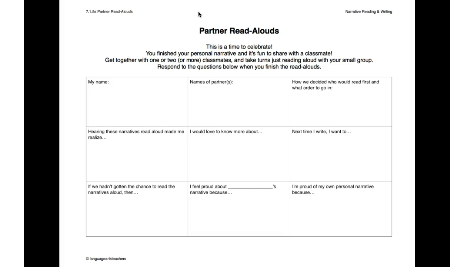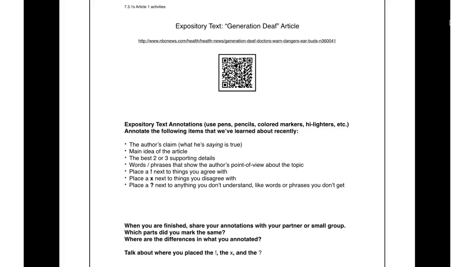Here's an example of one from my 7th grade unit, my narrative reading and writing unit. You can tell because up here in the upper right corner, you see where it says narrative reading and writing unit. This allows for partner read-alouds. It gives instructions for the students to follow, and it tells them exactly what they're looking for when they're reading each other's finished narrative essays. And so the types of activities I provide are creative, they are student-centered, and they're never repeated too closely together.